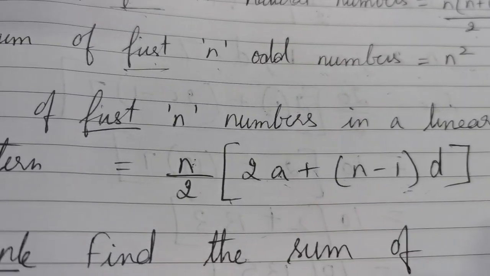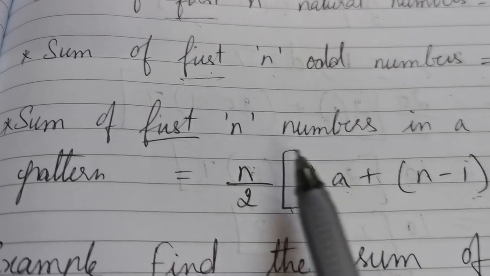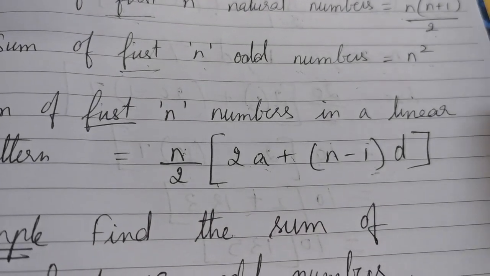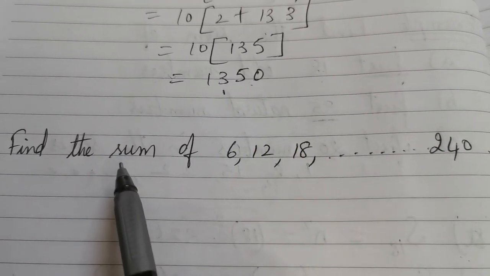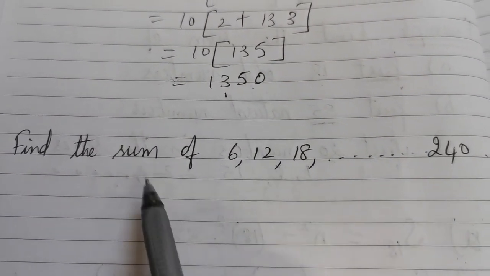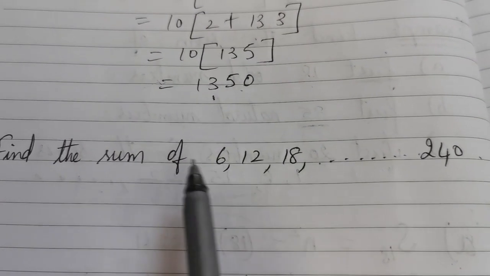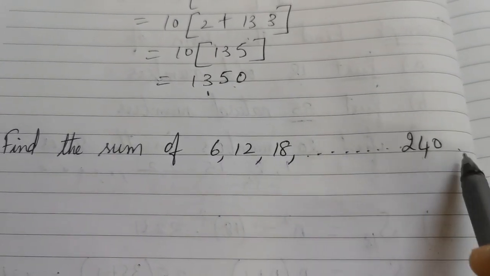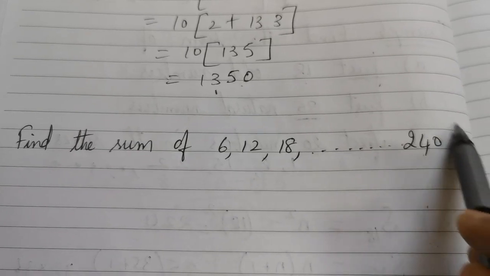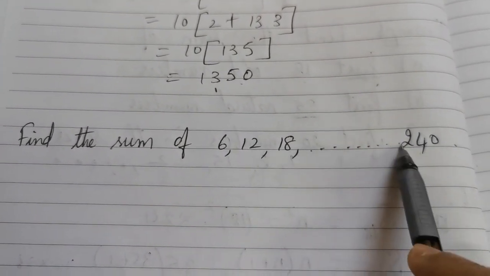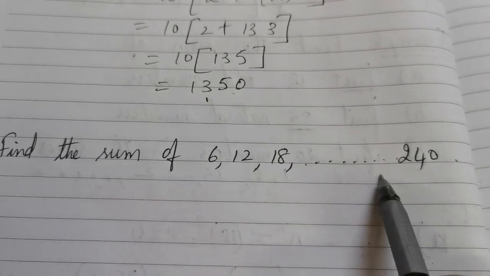Now I will tell you a special case where you have to find the sum of numbers in a linear pattern. So here I have a pattern. I am just asked to find the sum of 6, 12, 18 up to 240. So I have to find the sum of these numbers. So in between there are numbers. We don't know how many numbers there are.